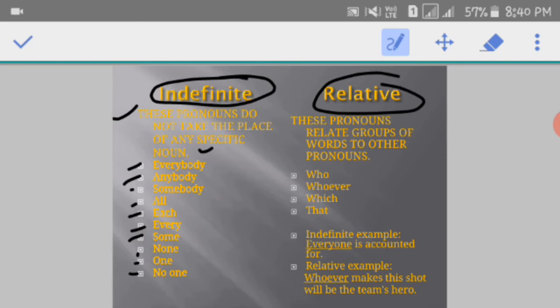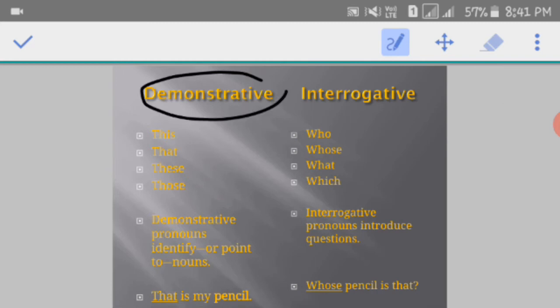The next one is the relative pronoun. What is a relative pronoun? These pronouns relate groups of words to other pronouns, like who, whoever, which, that. For the indefinite example, you can see here: everyone is accounted for. So everyone is an indefinite pronoun. The relative pronoun example is: whoever makes this shot will be the team hero. Here whoever is a pronoun, but it is showing the relation, so this pronoun is called a relative pronoun.